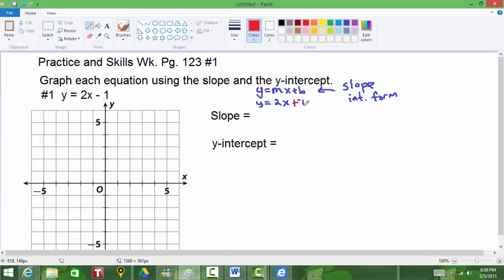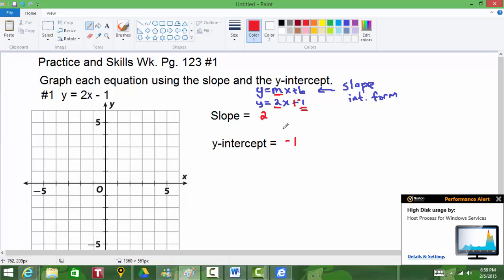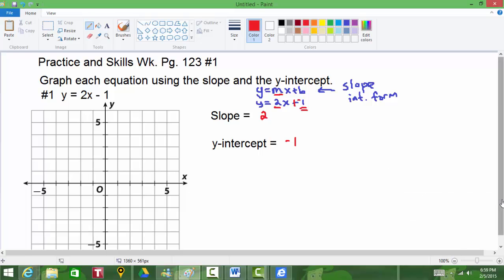It's in slope-intercept form, and we're just going to pick off the information. So the number that's right in front of the x will be our slope. So in this case, our slope is going to be equal to 2. And then our second part, the part that's being added, will be our b. Well, the part that's being added in this question is a negative 1. So what I'm going to do next is take that information and graph it.